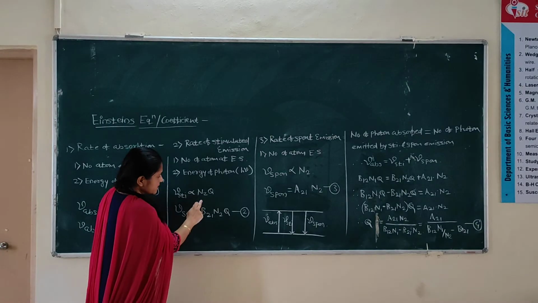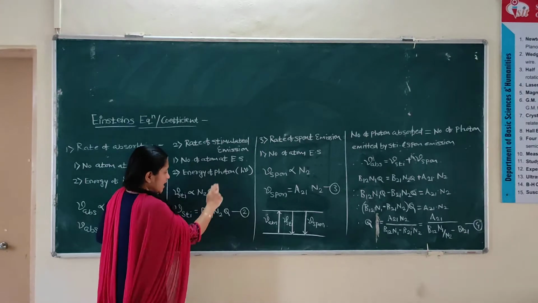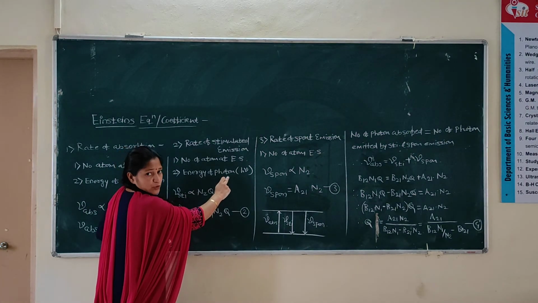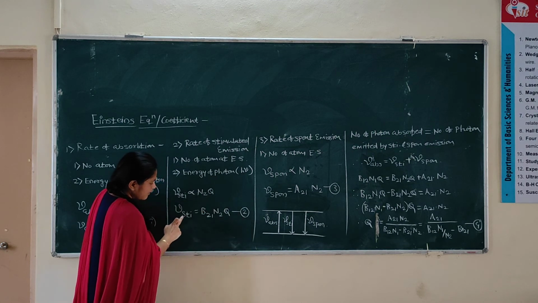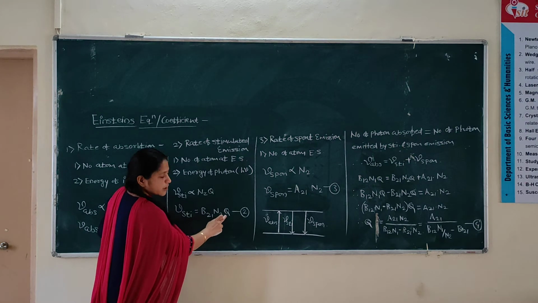Now here, N2 represents the number of atoms present in the upper state, and Q is nothing but the energy of the photon. Therefore we can write this equation like this: gamma stimulation is equal to B21 into N2 into Q.